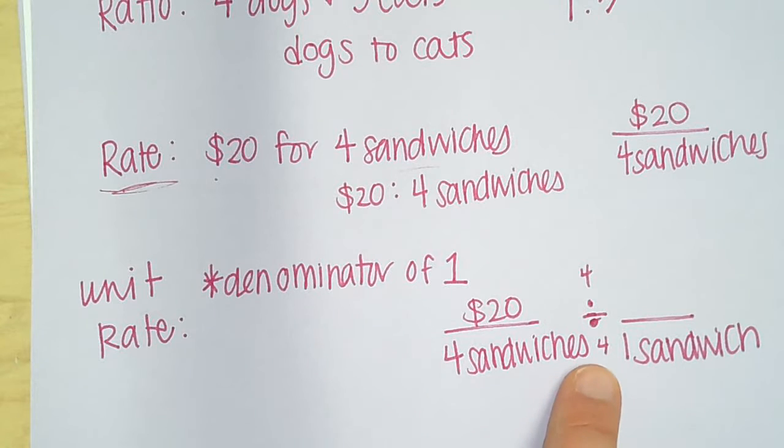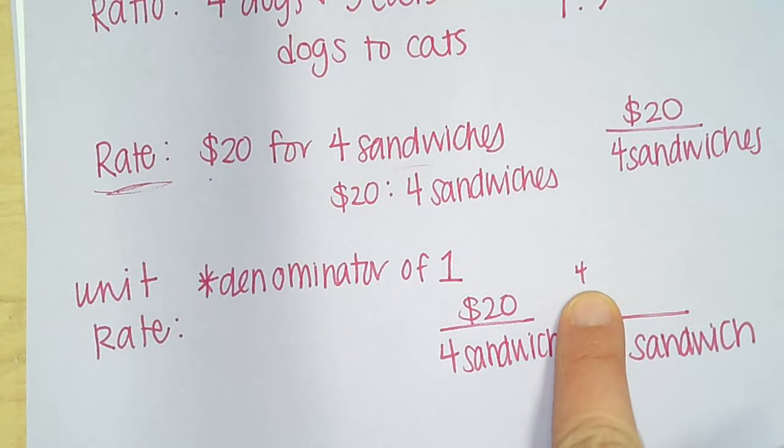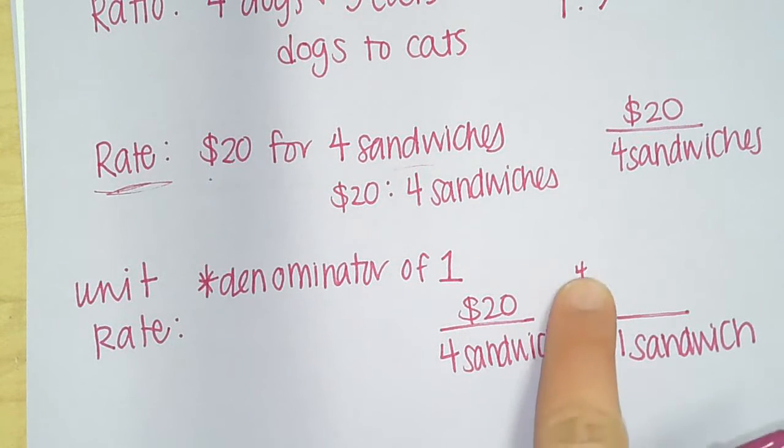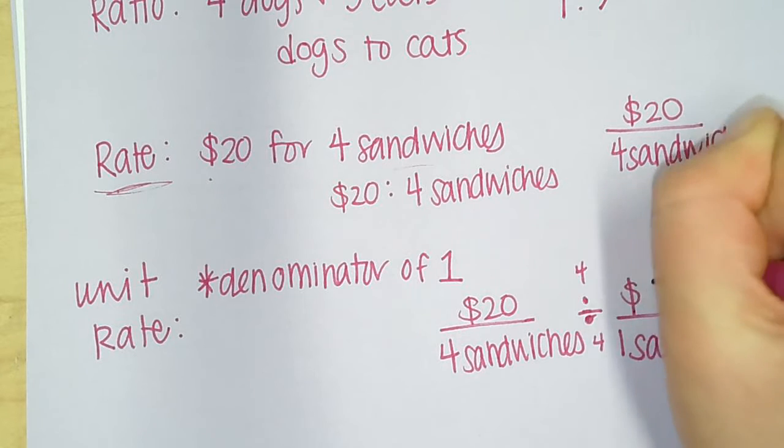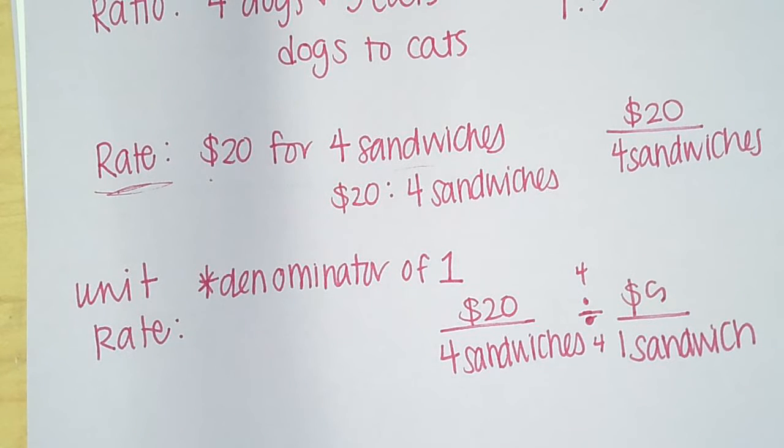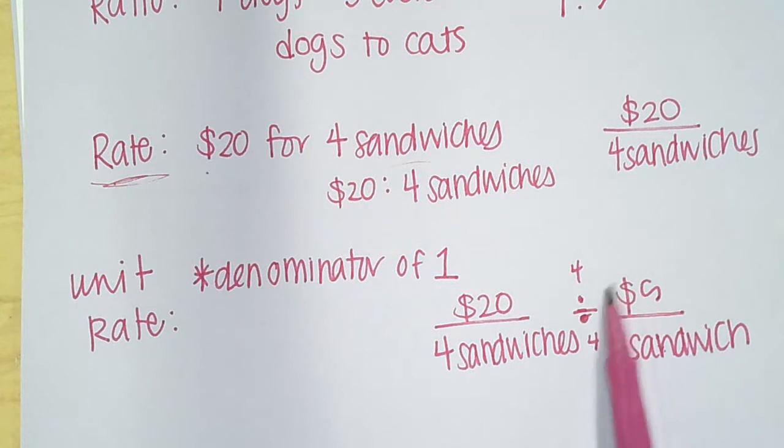4 sandwiches divided by 4 gets me 1 sandwich. Because that's what I need to divide by in the denominator, that's what I'll divide by in the numerator as well. 20 divided by 4 is $5. What this tells us is that for 1 sandwich, I would pay $5.